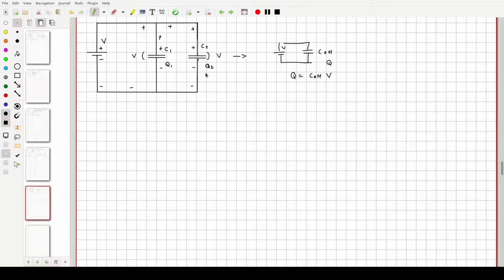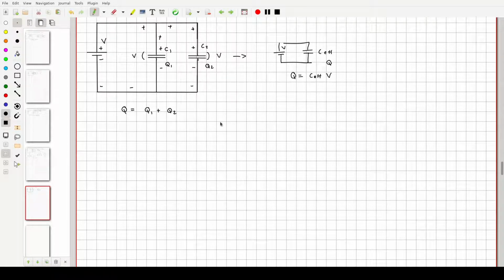But here's the thing: a Q is a charge. A charge is a tangible thing. So if I were to add up the charges here and add up the charges here, they better equal whatever it is that's going to go onto this. So it must be true that the total charge is just equal to what you get when you add up the charges on all the capacitors in a parallel circuit.